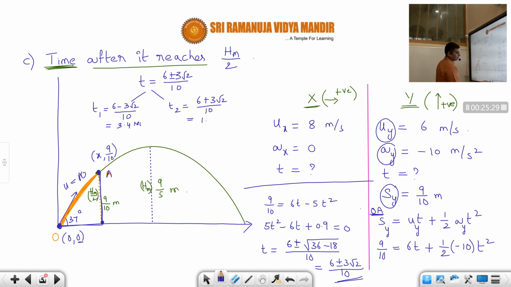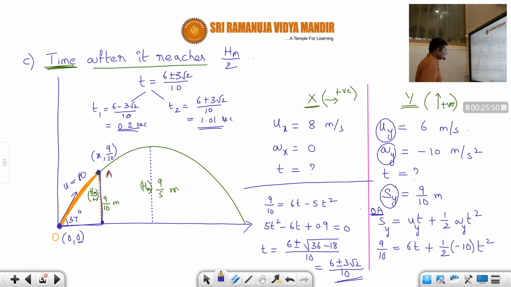1.8 by 10, 0.18. Sorry, this is 0.18, something like that you will get. Or approximately maybe 0.2 seconds. And this one is 3 into 1.4, that is 4.2. 10.2 by 10, almost 1.01 seconds or something like that. Okay, so now both are possible here.